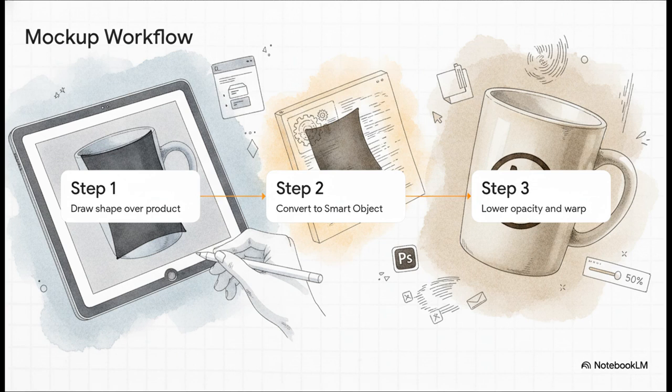All right, once your 2D logo is finished, you've got to present it. You never want to just slap a flat logo on a plain background, right? No way. Instead, use this workflow for realistic Photoshop mockups. You start by drawing a basic shape right over your product, convert it to a smart object, drop the opacity down to like 50%, and then warp it to follow the product's natural curves. It creates an instantly believable environment for your work.